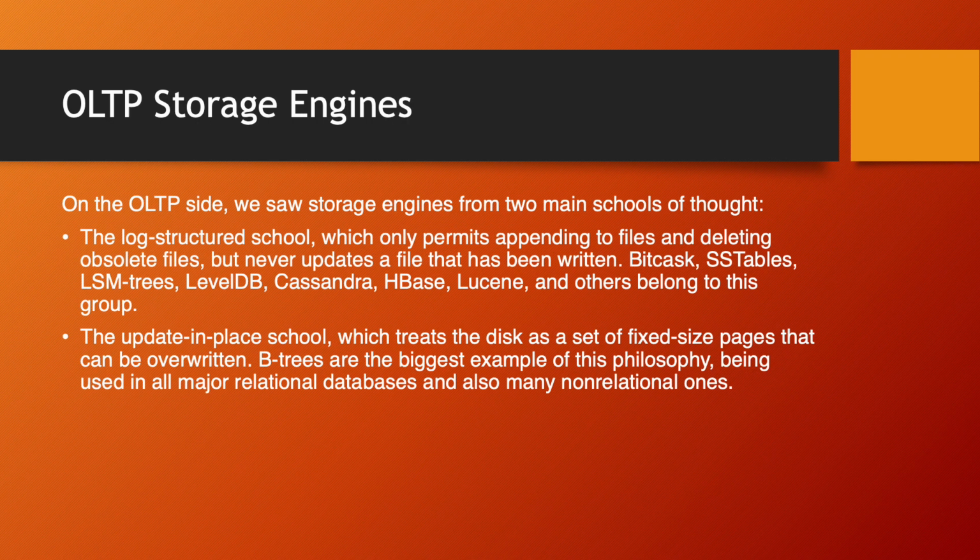On the OLTP side, we saw storage engines from two main schools of thought. The first is the log-structured school, which only permits appending to files and deleting obsolete files, but never updates a file that has been written. Bitcask, SSTables, LSM trees, LevelDB, Cassandra, HBase, Lucene, and others belong to this group. The second is the update-in-place school, which treats the disk as a set of fixed-size pages that can be overwritten. B-trees are the biggest example of this philosophy, being used in all major relational databases and also many non-relational ones.